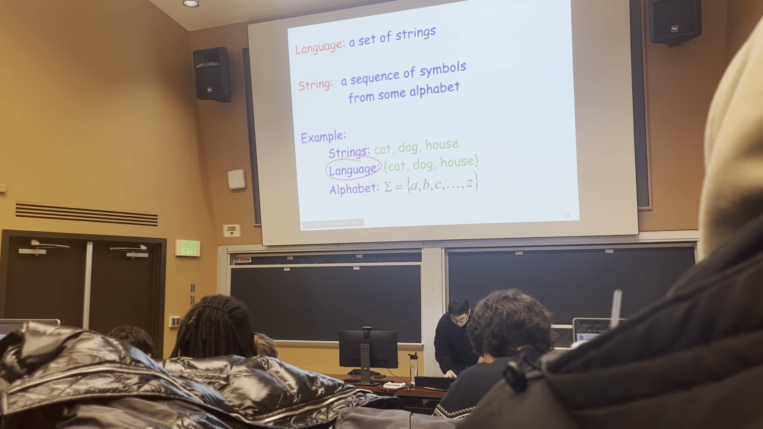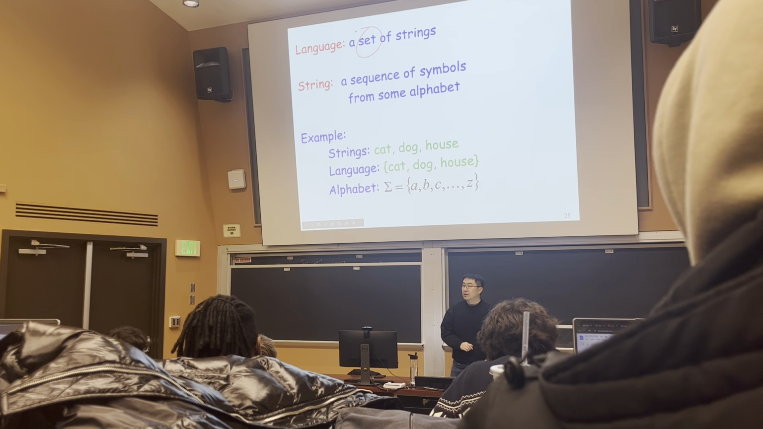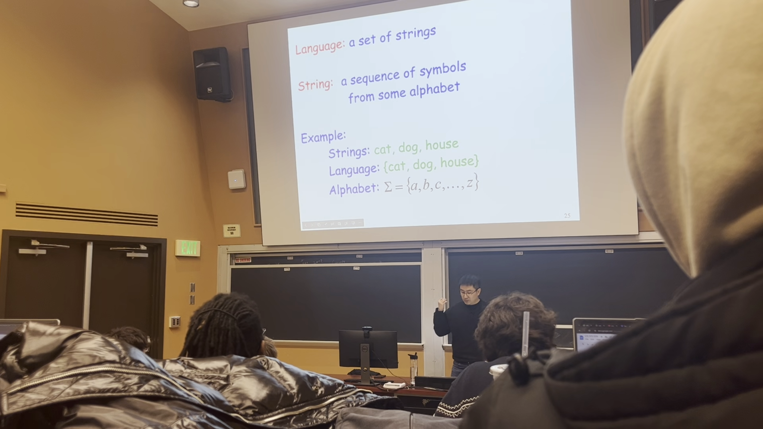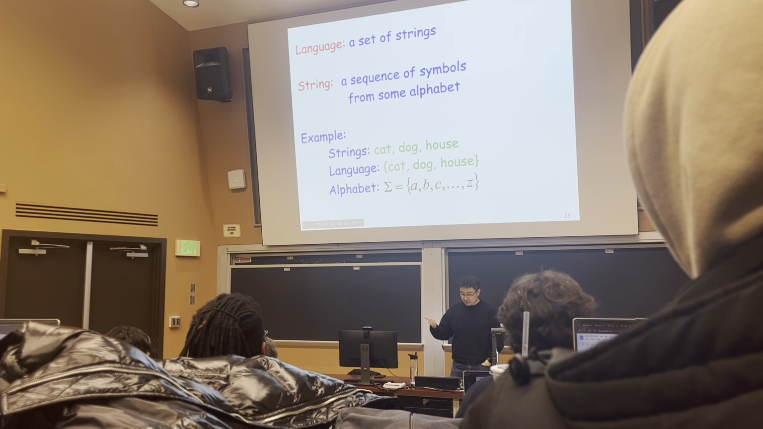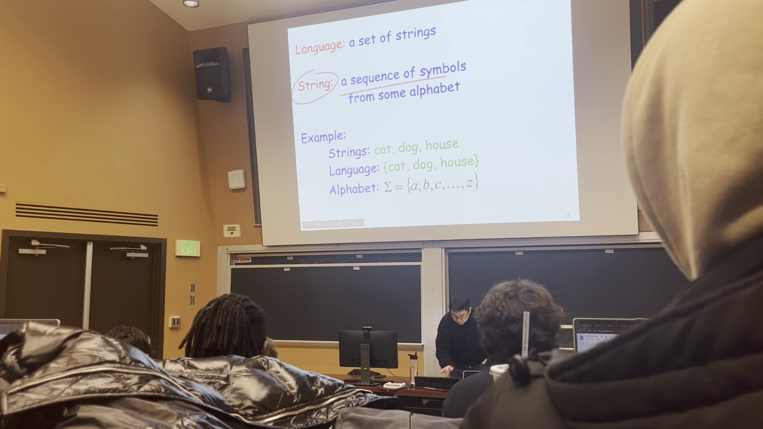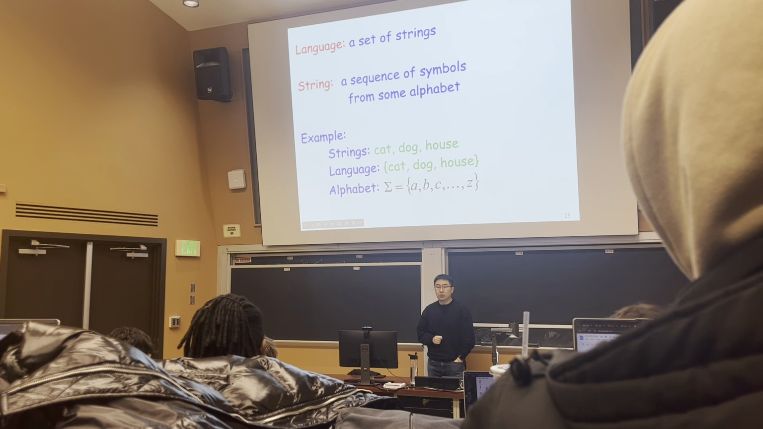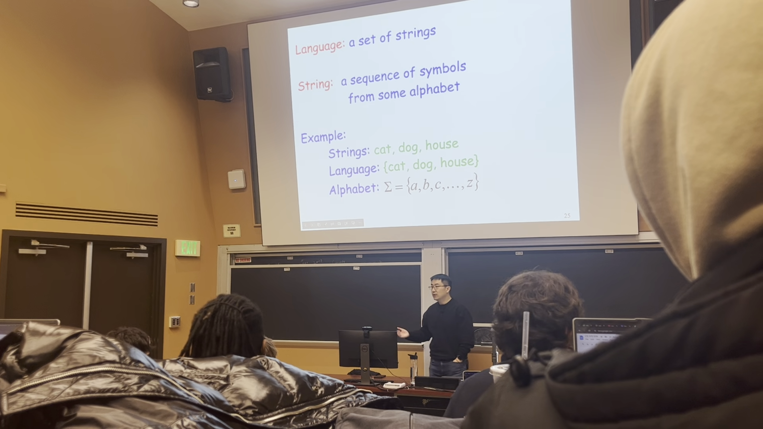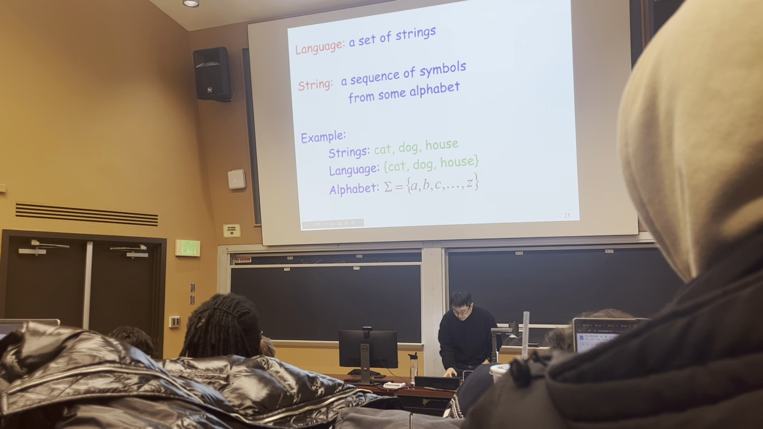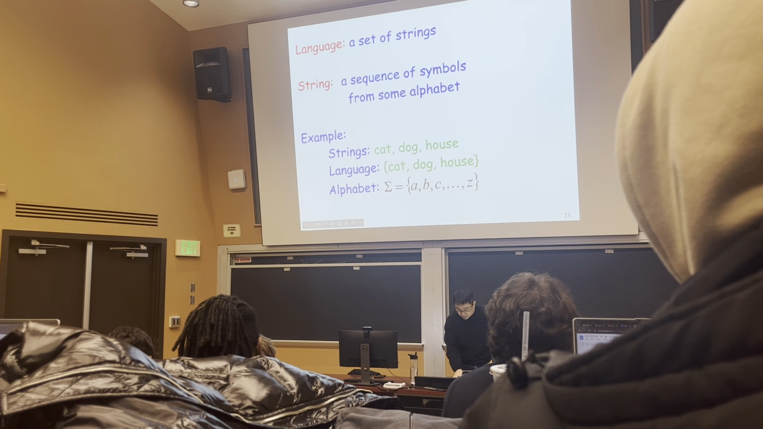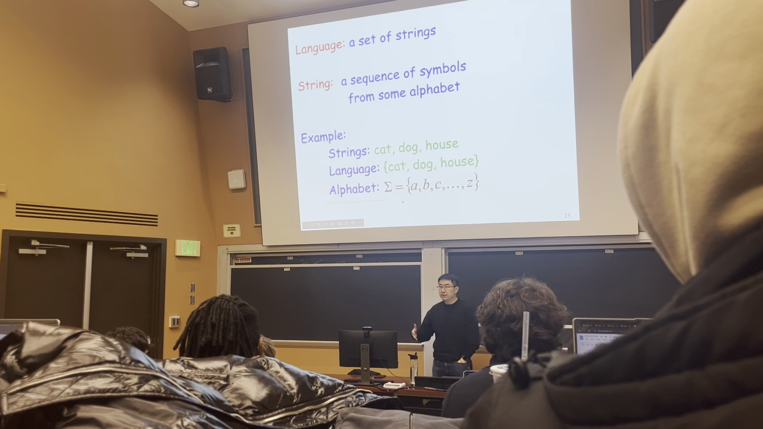The language is technically a set. And in this example, the set is of size 3. There are 3 strings: cat, dog, and house. And each string is a sequence of symbols. So cat is a sequence of 3 symbols, C-A-T, and each of them is a symbol in the alphabet.